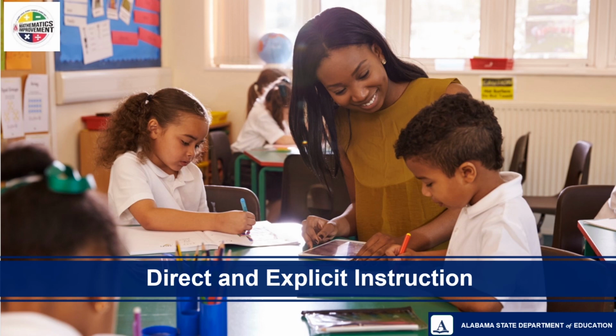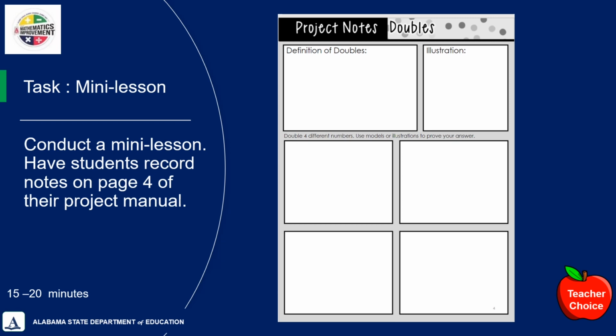After the teacher and the students discuss the strategies in the Mirror This task, the teacher will guide the students in direct and explicit instruction. The teacher will teach directly to the content-specific learning target during this time. The point brought out in the Mirror This task is doubles. The teacher will teach a mini lesson on doubles while students make notes on their project manual that they will receive from Avery. We also provide a resource video to help teachers when planning this lesson.